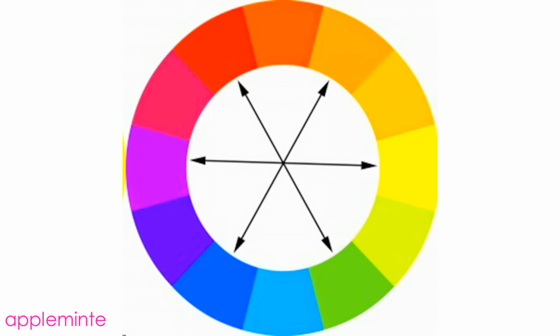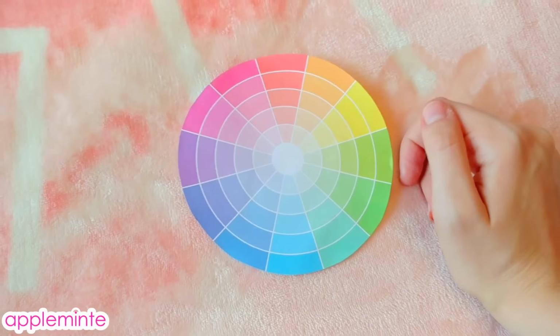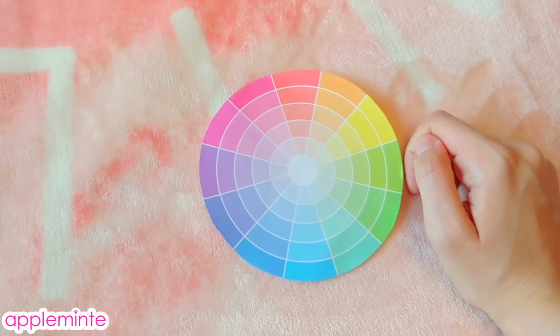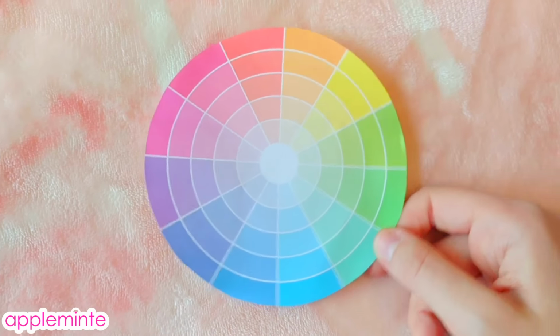And then looking at complementary colors, those are the colors that are across from each other on the color wheel. So orange and blue, red and green, yellow and purple. These are just the basics of color. And knowing these is a good place to start when coming up with color schemes.